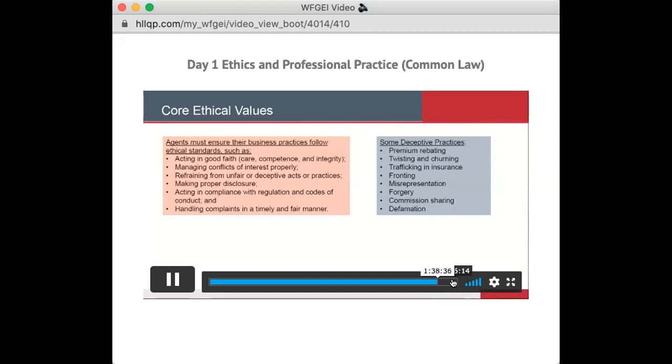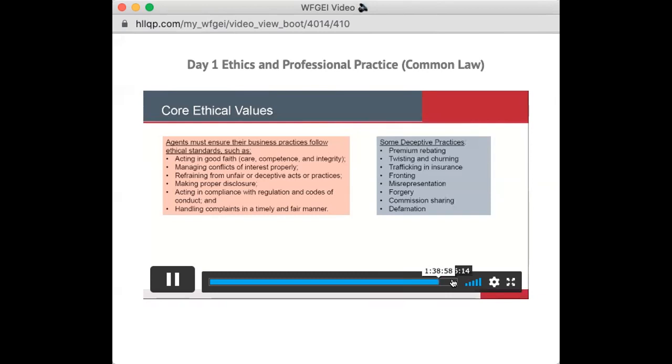Act in compliance with regulation and codes of conduct. In other words, your association code of conduct. Act, obviously, in the best interest of the industry, your client, and so on. Okay, and handle complaints in a timely manner. If a client registers a complaint or sends you a letter or whatever, act on it immediately.